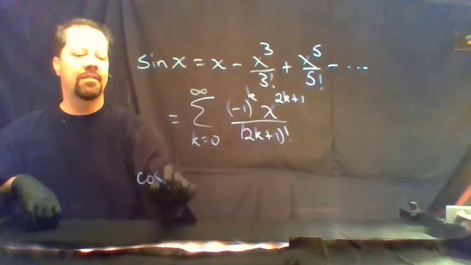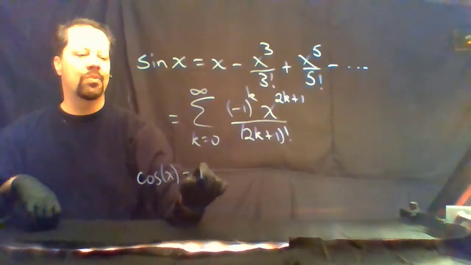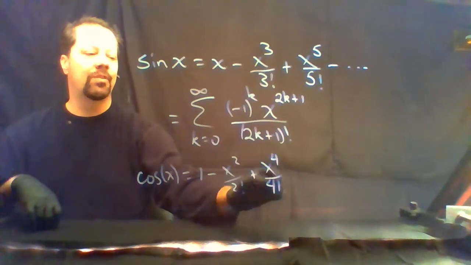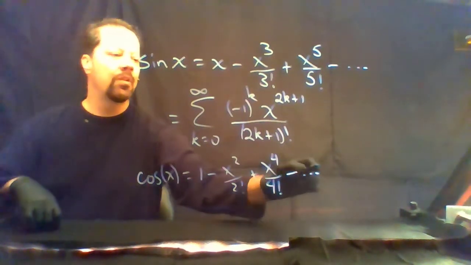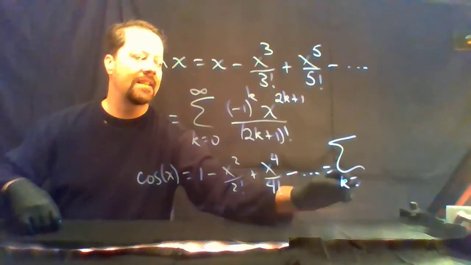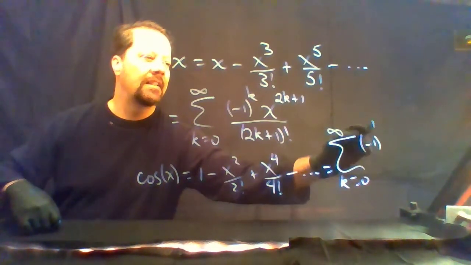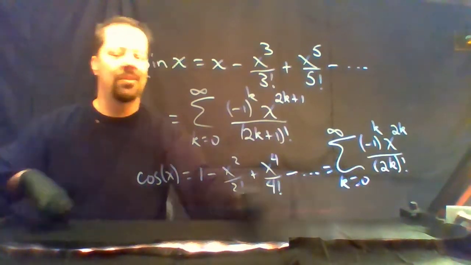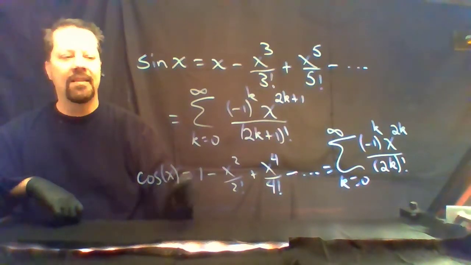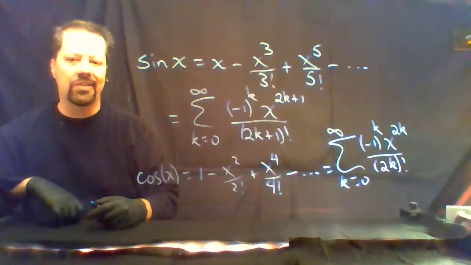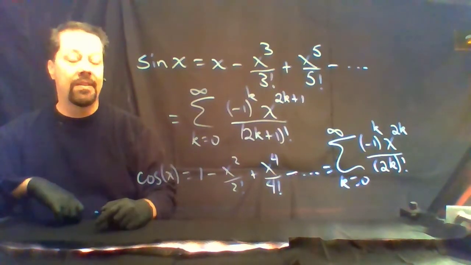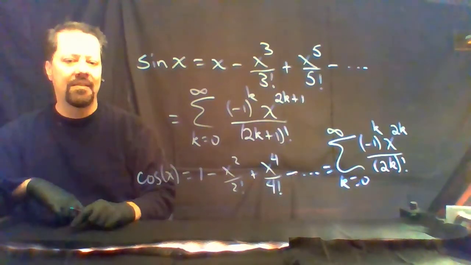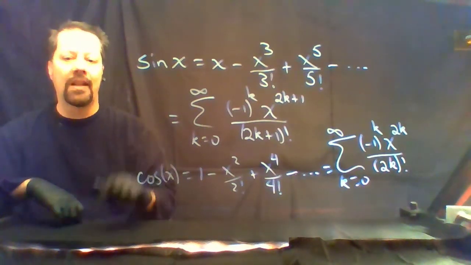In addition, cosine of x is 1 minus x squared over 2 factorial plus x to the 4th over 4 factorial and so on, which can be expressed as the sum as k goes from 0 to infinity, negative 1 to the k, x to the 2k divided by 2k factorial. These are both Maclaurin series because they are centered at c equals 0. Also, these both have a radius of convergence equal to infinity. That means that these will converge for all x.